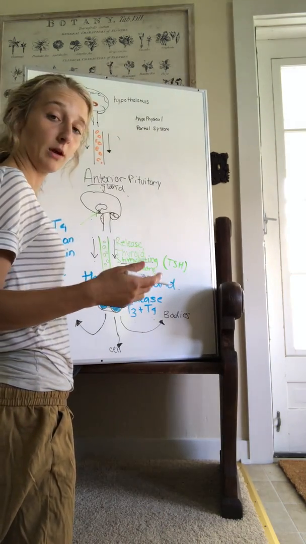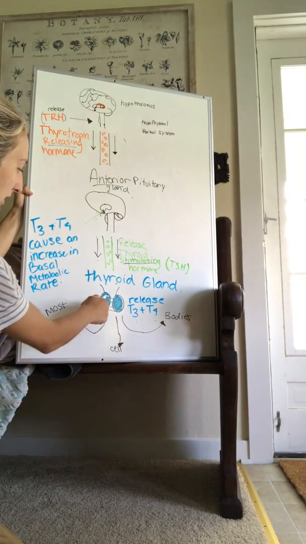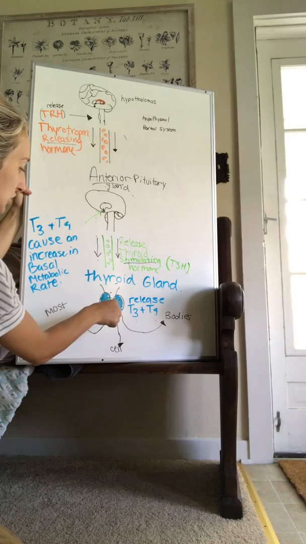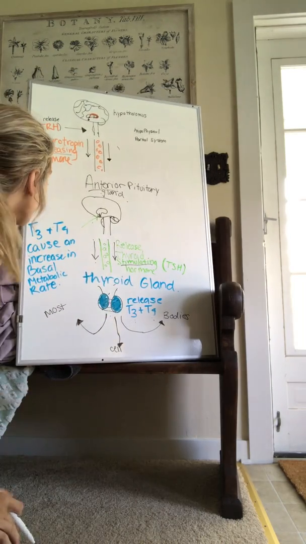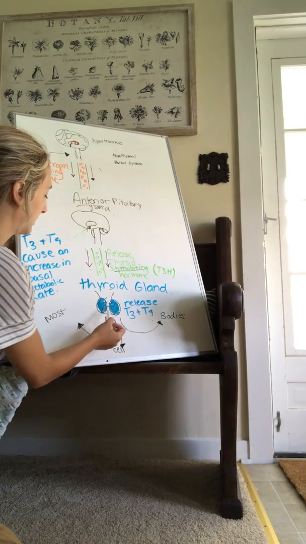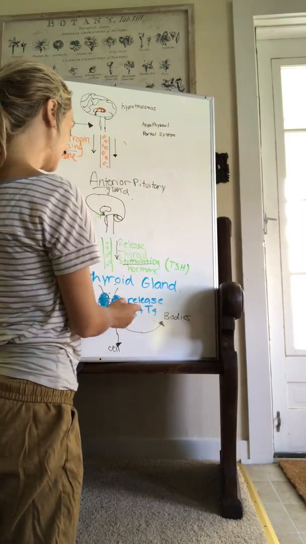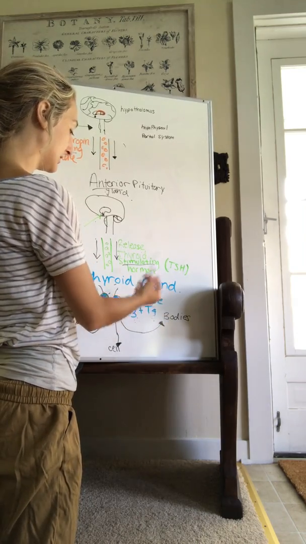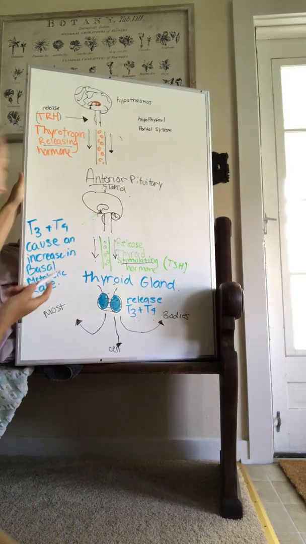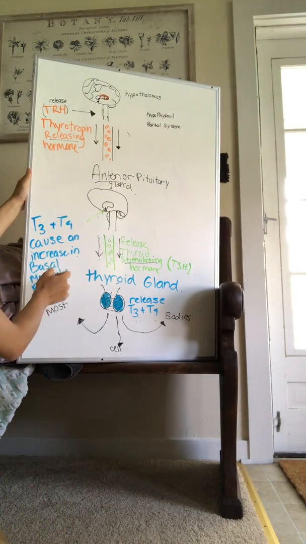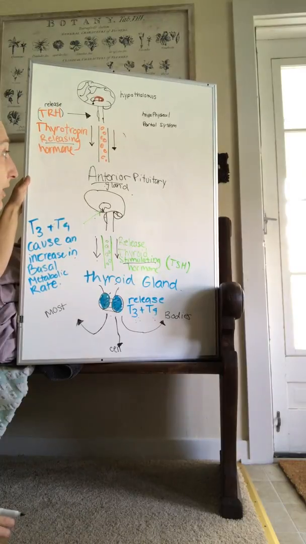hypothyroidism or hyperthyroidism. Then if you look at the larynx right here, the thyroid is going to be anterior to the larynx, and I colored the thyroid. After that process, the thyroid releases T3 and T4 into most cell bodies, because T3 and T4 cause an increase in basal metabolic rate. And so that is the process of the thyroid loop.